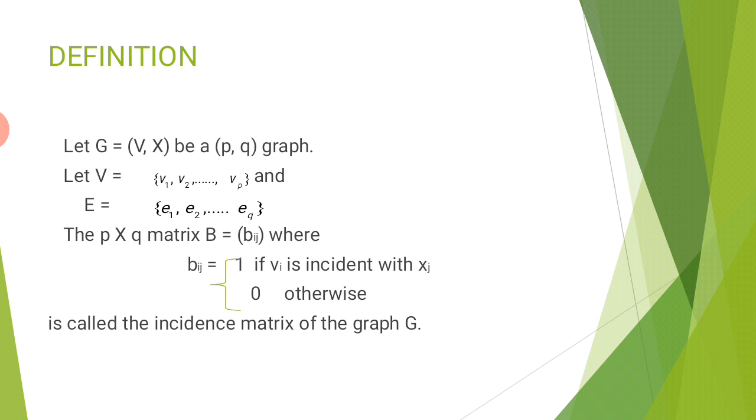Next, the definition of an incidence matrix. Let G = (V, X) be a (p, q) graph, and V = {v1, v2, up to vp} and E = {e1, e2, up to eq}. The p cross q matrix B = [bij], where bij is equal to 1 if vi is incident with xj and 0 otherwise, is called the incidence matrix of the graph G.